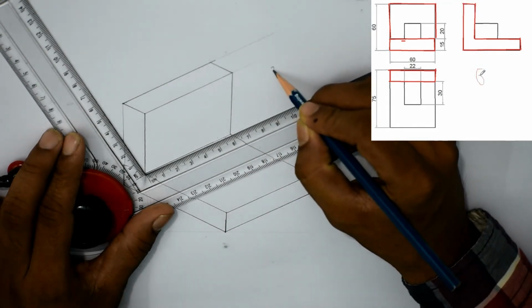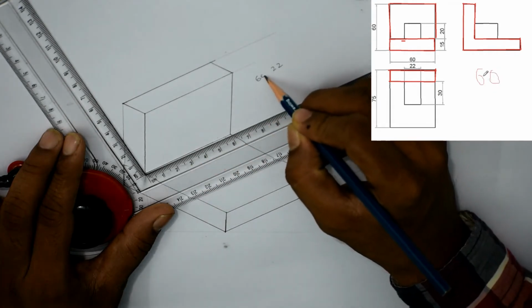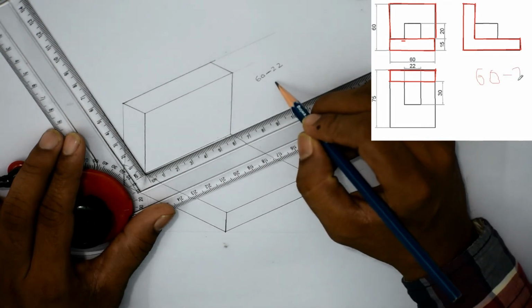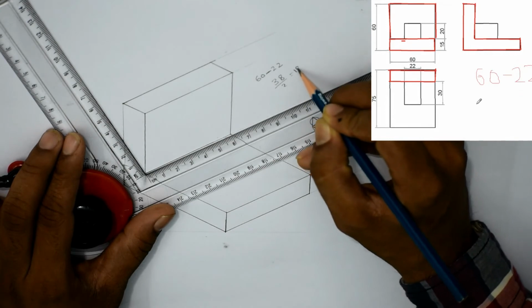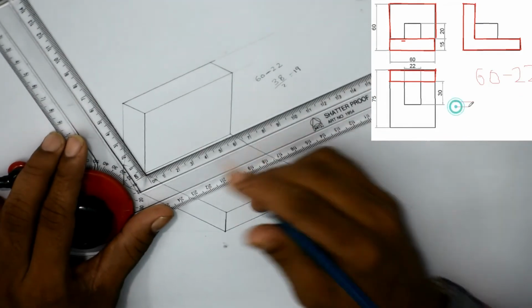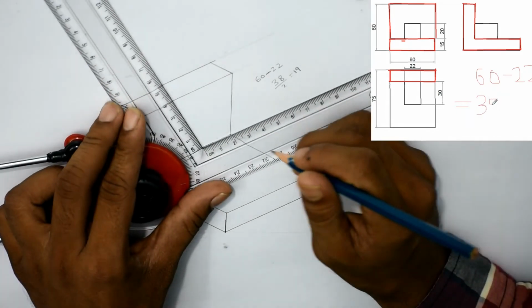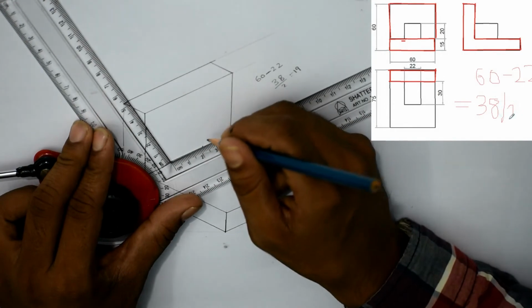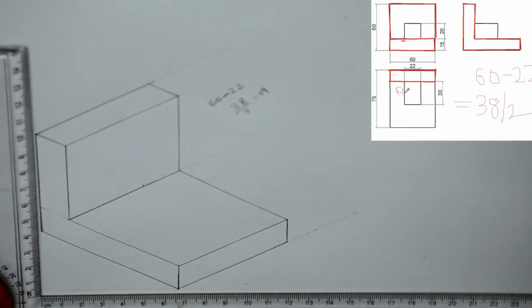So observe the calculations here. This is 22. The total is 60. 60 minus 22 will be 38. And half of 38 will be 19. Why am I taking this half? Because I will leave 19 mm from here and I will leave 19 mm from here. What will be left inside is 22 mm. That was easy. This is 19 mm.